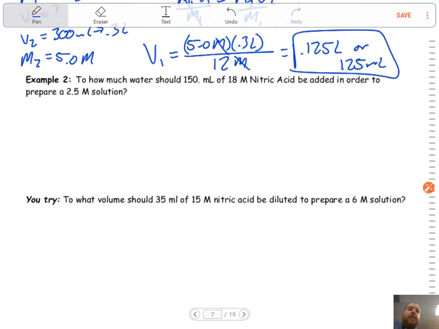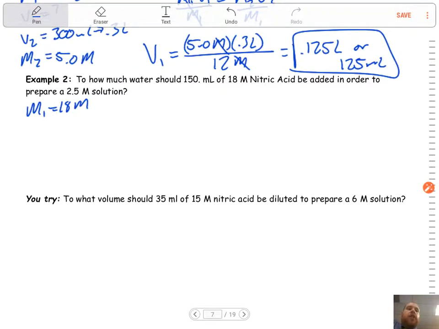This second example is another way, where it says, to how much water should this much be added in order to prepare a solution? Okay? So again, start the same way. To how much water should 150 mils of this? So we have our first molarity is 18 molar.